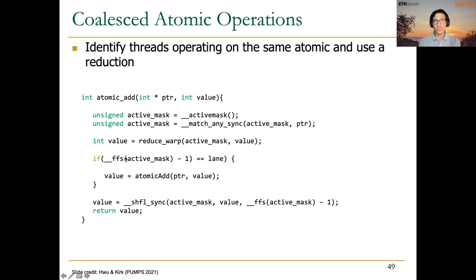find first set. I don't exactly remember what this FFS means, but it's the first bit that is set in the active mask. So that is the bit with the lowest index that is active, and if a particular thread, identified by its lane, is that active bit with the lowest index, then it is the one designated to update the corresponding location in global memory. And finally, the only thing we need to do is use this shuffle sync for the other active threads to read this value, the return value of the atomic operation, from the lane that performed the update.